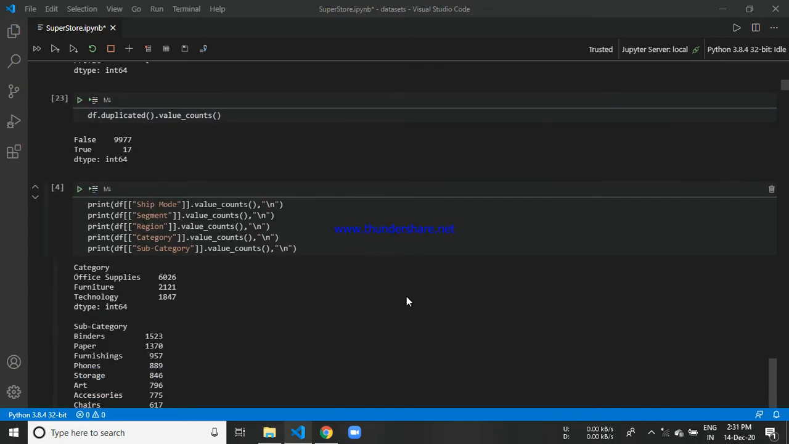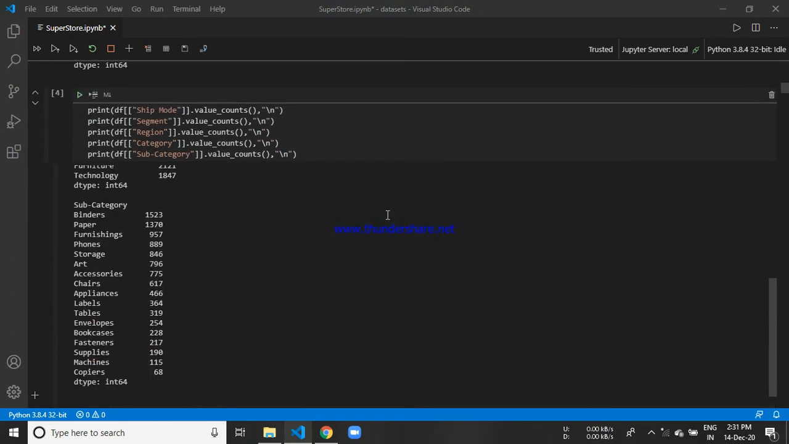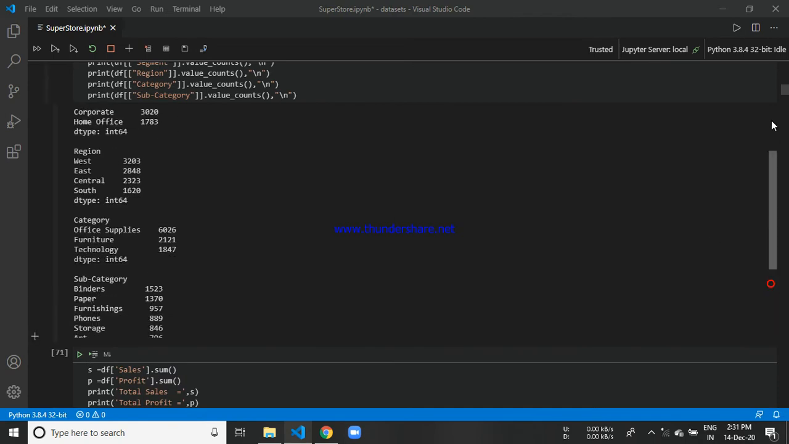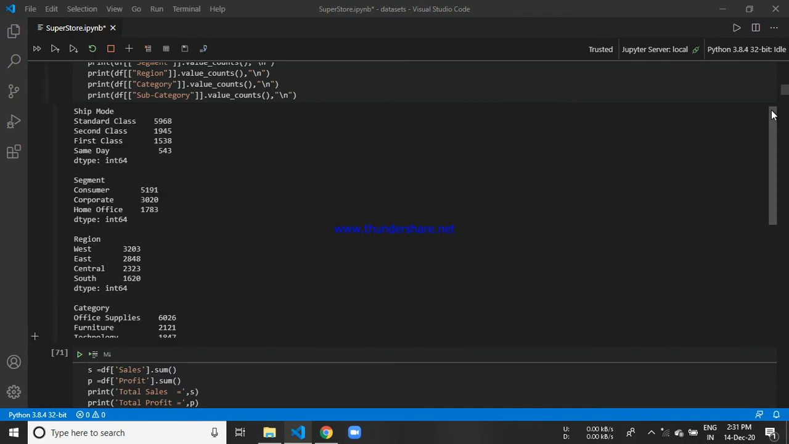Okay, so let's see what all the columns consist of. In the ship mode, standard class, second class, first class, and same day. In the segment, consumer, corporate and home office. Note that I will not be taking these two parameters into my analysis because the standard class and the consumer class have a way upper hand over all the others. They will always be dominating over the others, so they are the clear winners overall. The sales is highest in the standard class. In the segment, the consumer class is the highest.